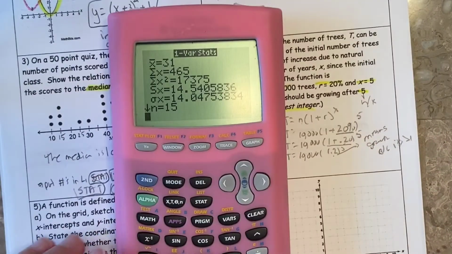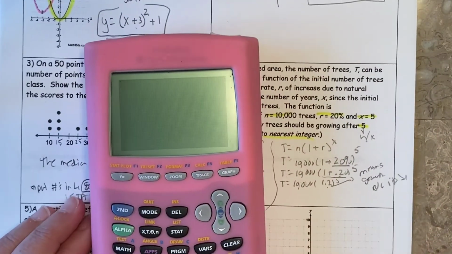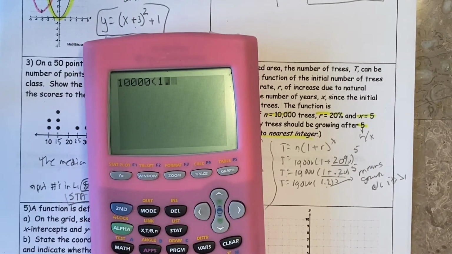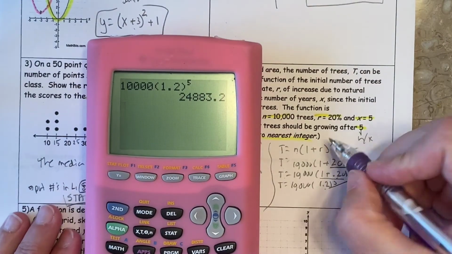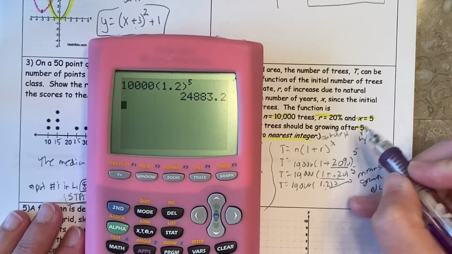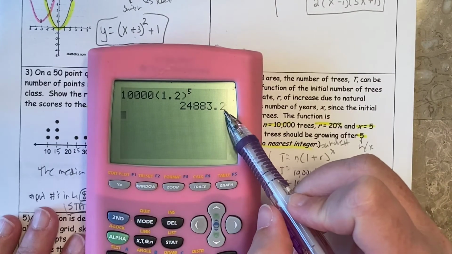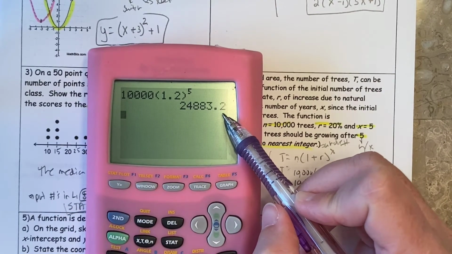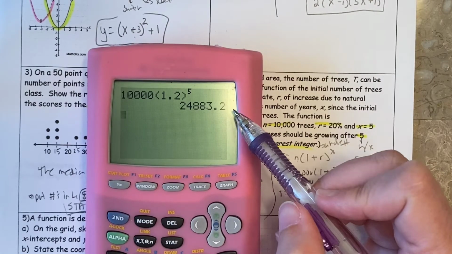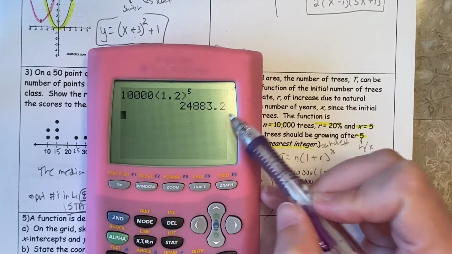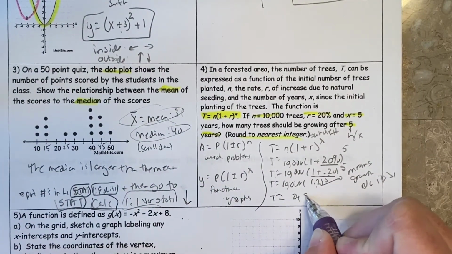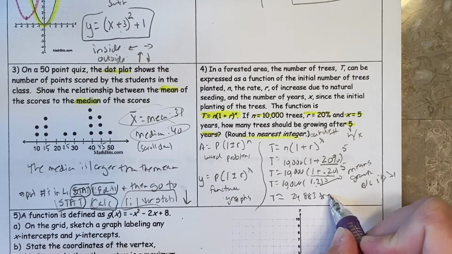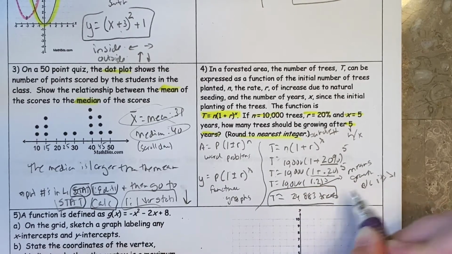Okay, so put this in the calculator. Let's clear this out. So 10,000 and then 1.2 to the 5th. And it did want the nearest integer, that means nearest whole number. So the 2 does not round this up, right? 5 or more, raise the score; 4 or less, let it rest. So this is less than 5, so this does not get rounded up. So this is approximately 24,883 trees. Okay, number 4 is done.